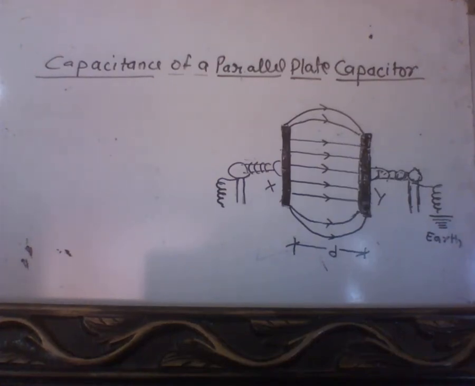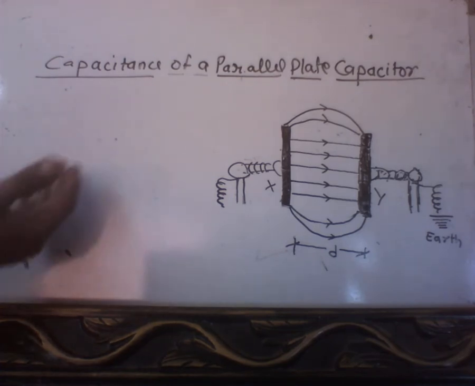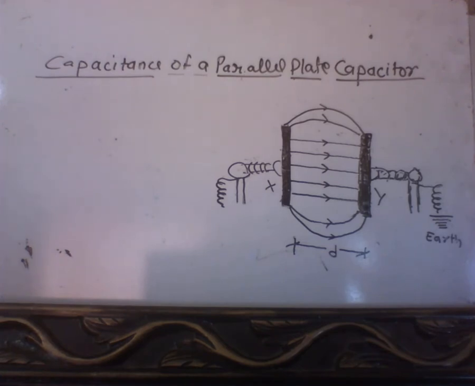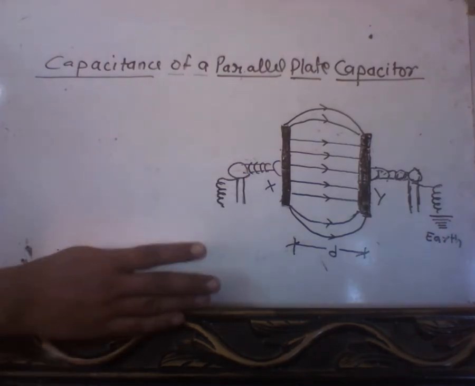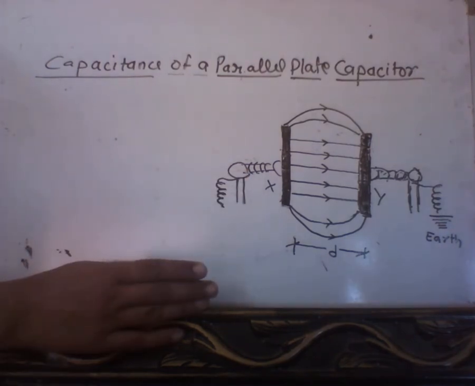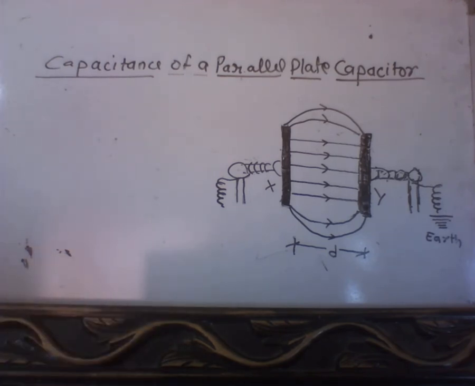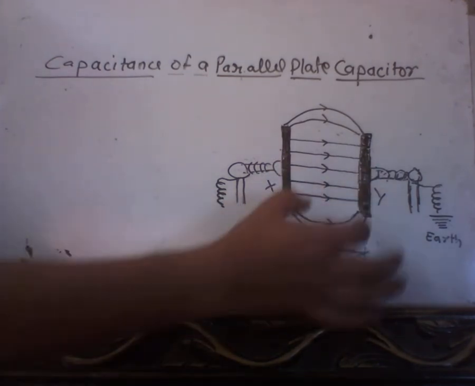Good morning students. Today we are going to derive the formula for capacitance of a parallel plate capacitor. Here I have made a diagram in which a parallel plate capacitor is shown. A parallel plate capacitor consists of two long plain metallic plates mounted on an insulating stand and placed at a small distance apart.